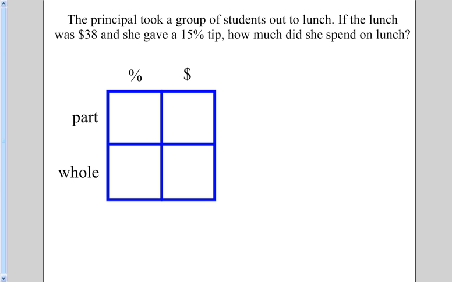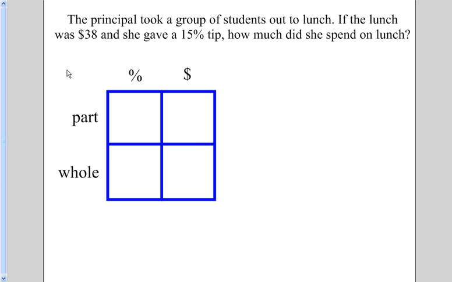The problem says that she took a group of students out to lunch, and she paid the restaurant $38 for the food and for the building and all the expenses that they have. And then she gave the service person, the waiter or the waitress, a 15% tip. So the first column is percent.